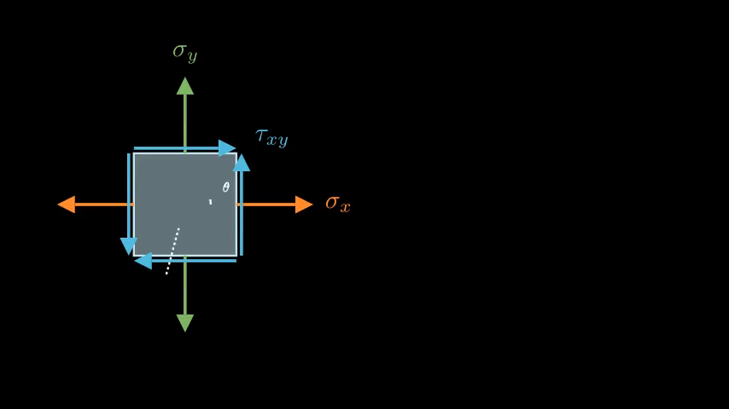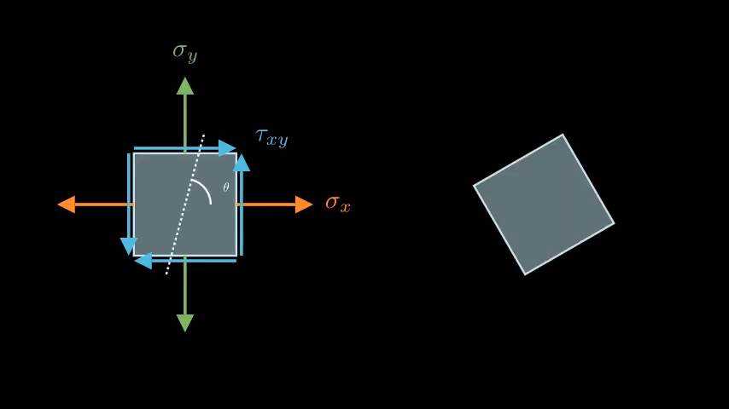Now for the critical question: what if we don't look at the element head-on, but instead slice through it at an angle? Let's call it theta. On this new, rotated element, we have new stresses, a new normal stress, sigma x prime, and a new shear stress, tau x prime y prime.